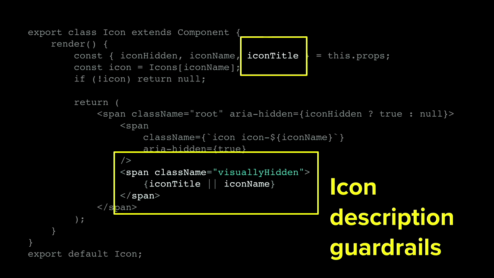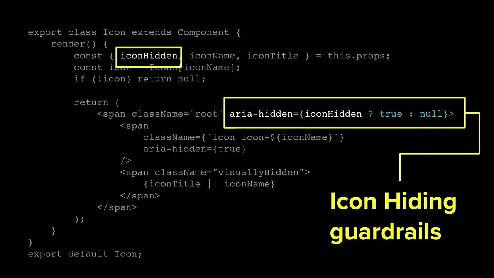So now we have a fallback to make sure that the icon will always announce. The last guardrail we've added is the iconHidden prop. What we're doing here is a true or null pattern. If the dev passes an iconHidden of true, the ARIA hidden attribute will attach in the DOM to this icon. However, if the developer doesn't pass an iconHidden at all, the ARIA hidden attribute does not attach at all.